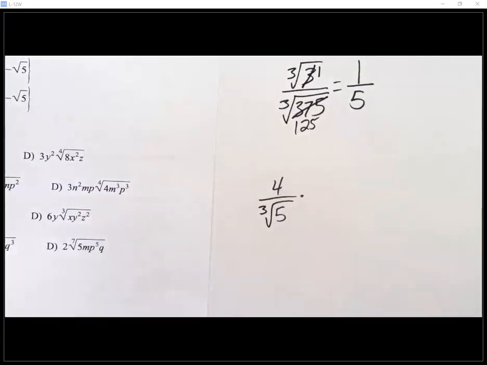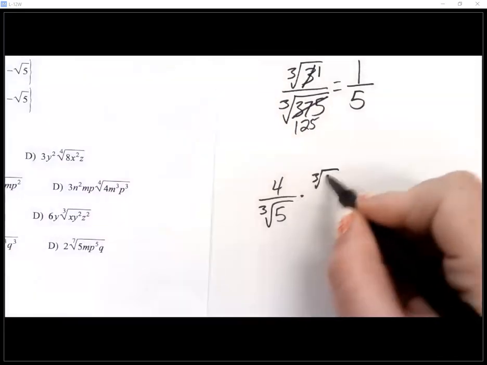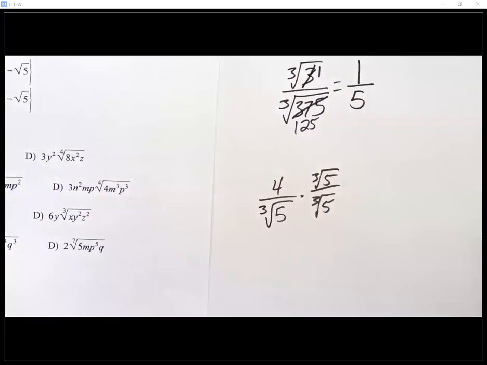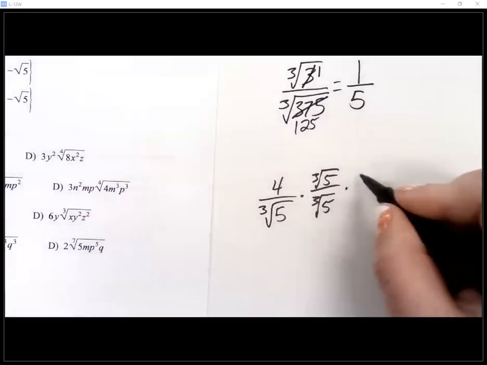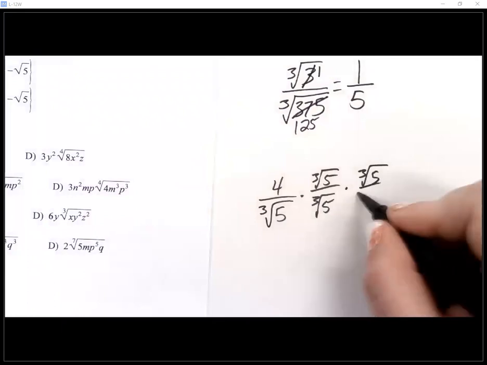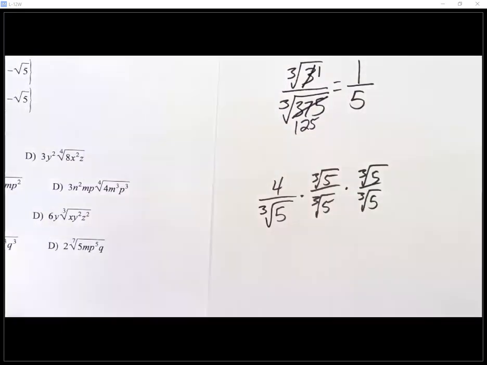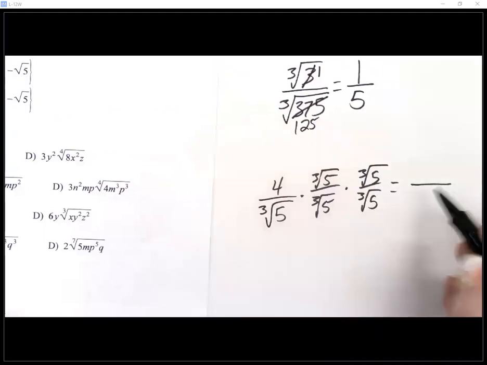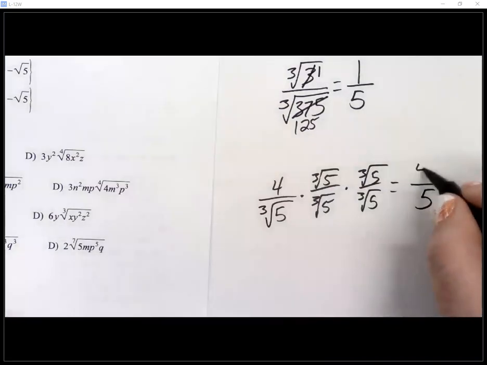So I can multiply by that fraction. Isn't that just 1, right? Cube root of 5 over cube root of 5, that's just 1. But then I'm going to do it again. So I am only multiplying by 1 each time. However, I've done it in such a way so that now my denominator, if I multiply straight across, cube root of 5, cube root of 5, cube root of 5, just becomes a 5. My numerator now is going to be 4 cube root of 25.